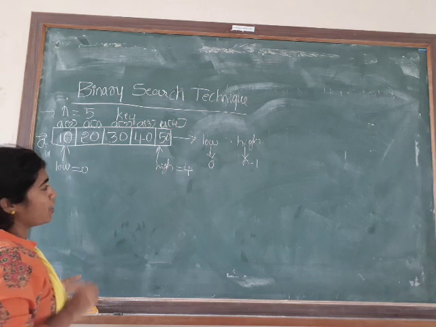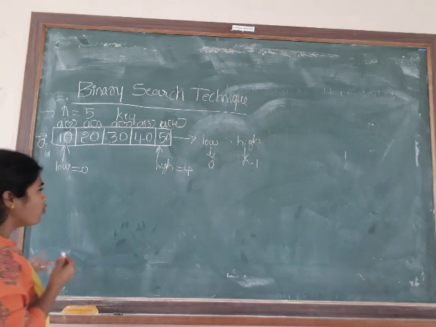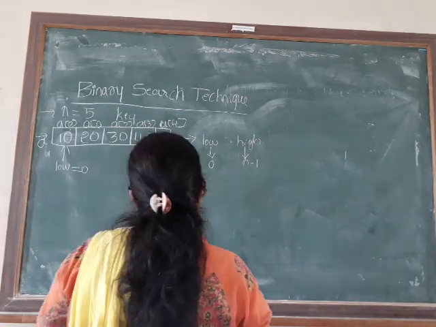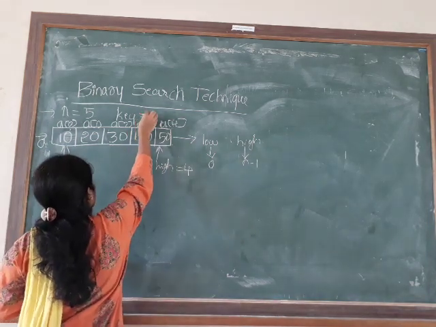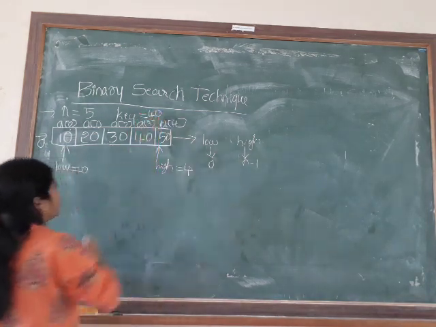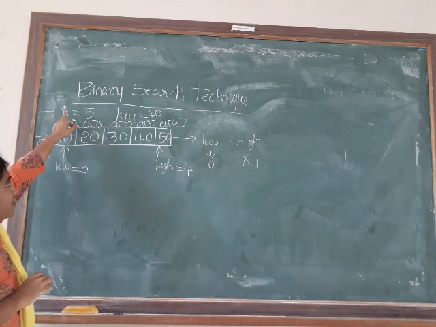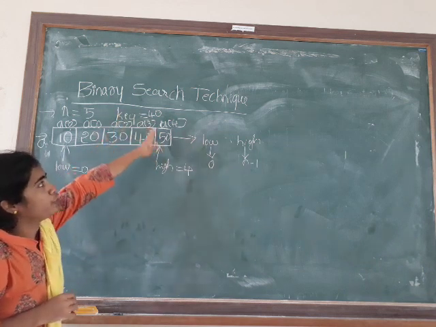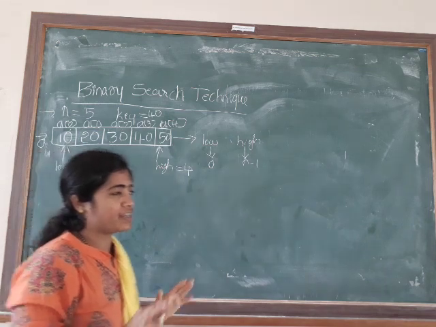So with this I would like to go further. Then I have to build the logic now. How to build the logic? Assume that the key to be searched is 40. Please try to understand what all the inputs are necessary: the size of the array, the array elements, and the key to be searched.